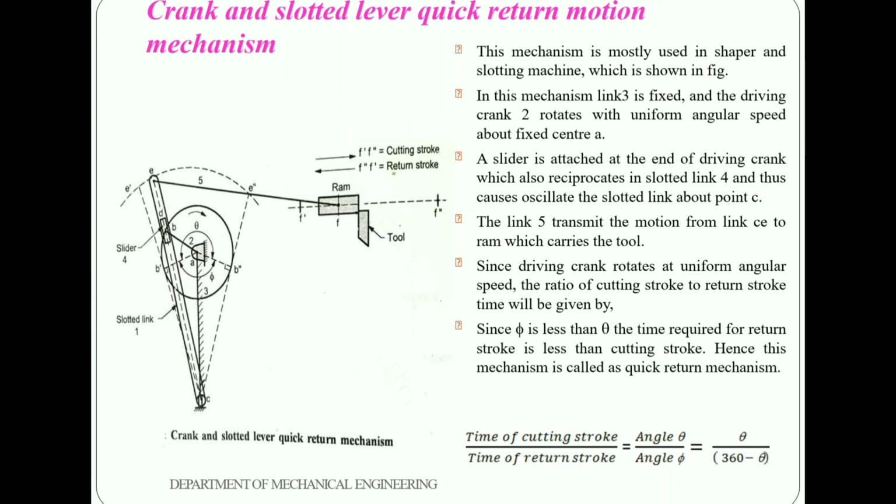Since the driving crank rotates at a uniform angular speed, the ratio of cutting stroke to return stroke time will be given by the angles. Since phi is less than theta, the time required for the return stroke is less than the cutting stroke. Hence, this mechanism is called a quick return mechanism. The time of cutting stroke divided by the time of return stroke, angle theta divided by angle phi, equals theta divided by 360 minus theta.